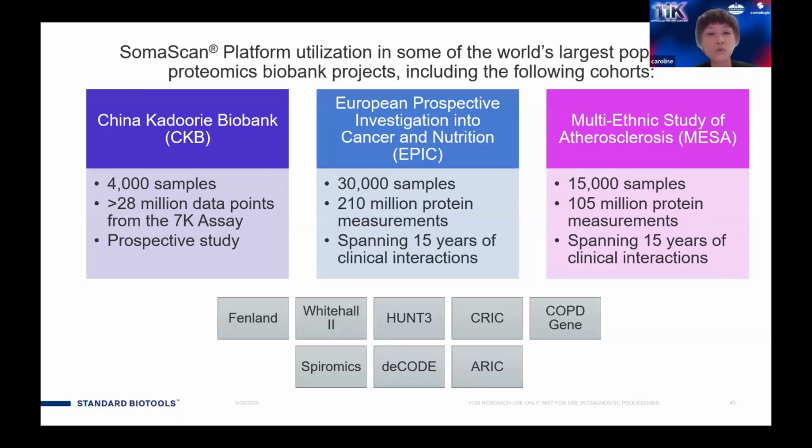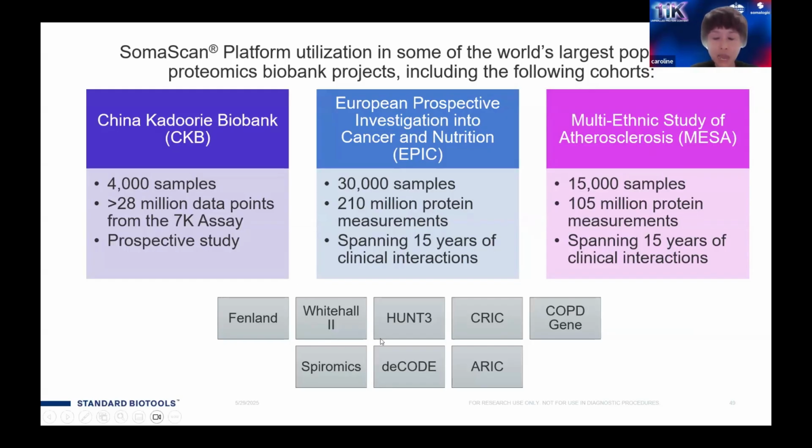So the SomaScan assay has also been used in multiple of the world's largest population cohort studies, as indicated here. For example, China Kadoorie Biobank has run 4,000 samples on the SomaScan 7K assay, and they are also looking into running more samples on the latest 11K panel. We have the EPIC study, where they have run 30,000 samples with the SomaScan 7K assay, and the MESA study, the Multi-Ethnic Study of Atherosclerosis, which has run 15,000 samples on the SomaScan assay.